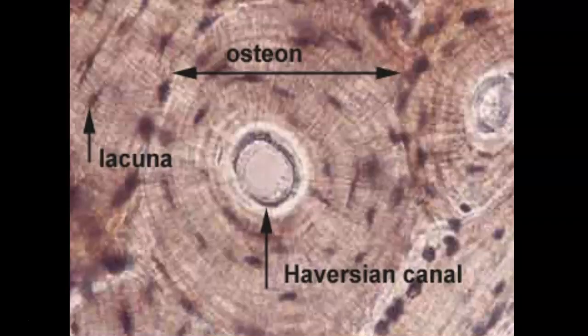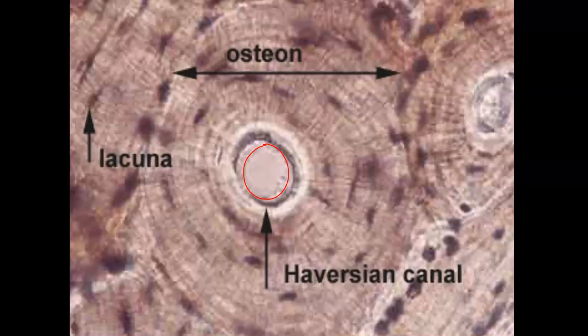So this first structure, right in the middle, is called the central canal or Haversian canal. Within the middle of the osteon, in this Haversian canal, you have blood vessels and nerves that will come up through this area, and that's going to provide nourishment to the bone cells, the osteocytes.